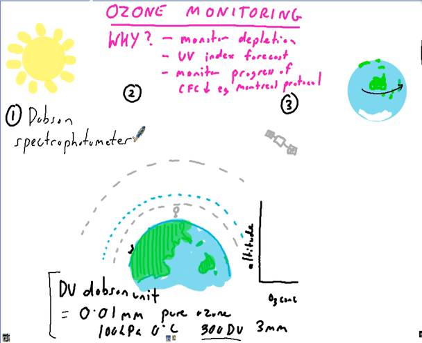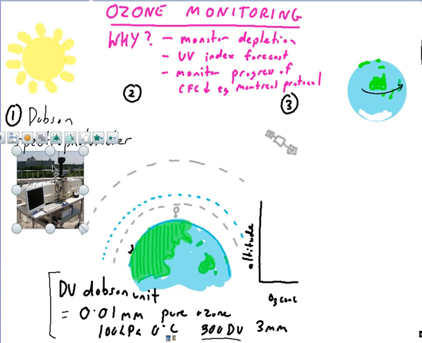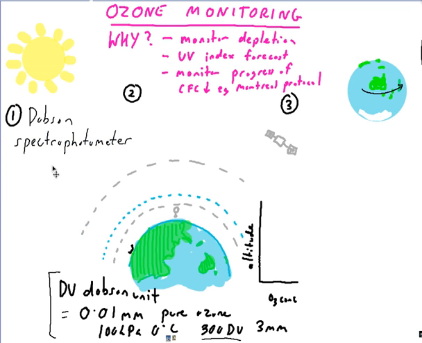And this is a ground-based instrument. There's a picture of one. It's basically a ground-based instrument, computer-controlled, which looks into the sky above it and can figure out the ozone concentration in the sky above the spectrometer. And there's one drawn on the picture here. So how does it work?